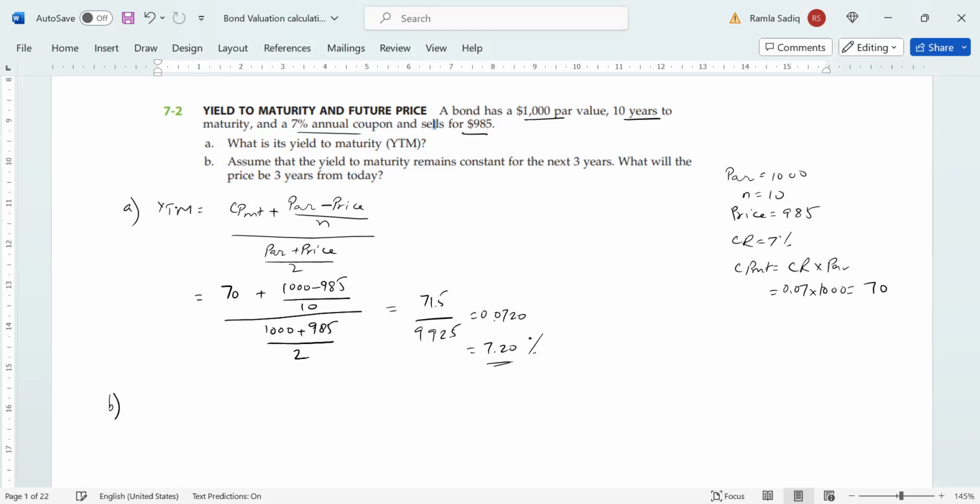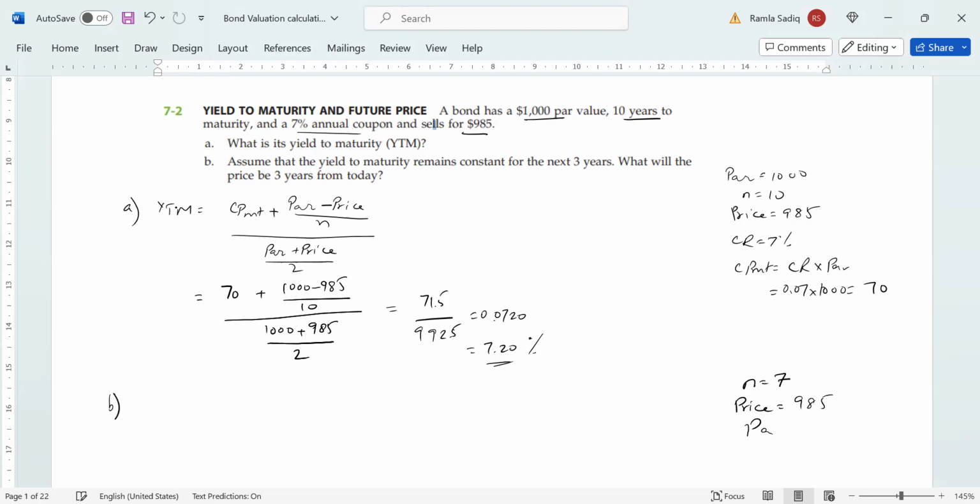Now in part B, it says, assume that the yield to maturity remains constant over the next 3 years. What will be the price 3 years from today? So to calculate the price 3 years from today, that means that our time to maturity is going to change. If today we've got a time to maturity of 10 years, then 3 years from today, our time to maturity is going to be 7 years. Our price will remain exactly the same as 985.